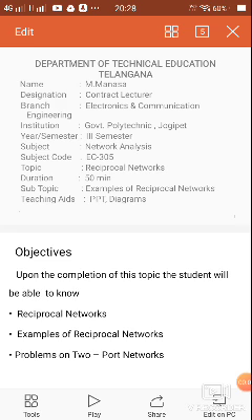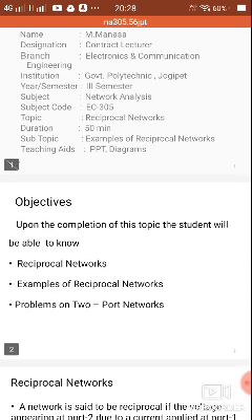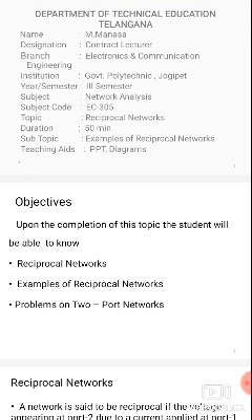Today we are discussing reciprocal networks and some problems in the fifth unit, problems on two-port networks. Before starting today's class, we have already completed conversions from different parameters to different parameters: z to y, y to z, z to h, z to ABCD, y to h, y to ABCD, h to y, h to ABCD, h to z, transmission line to z, transmission line to y, transmission line to h, and symmetrical network.